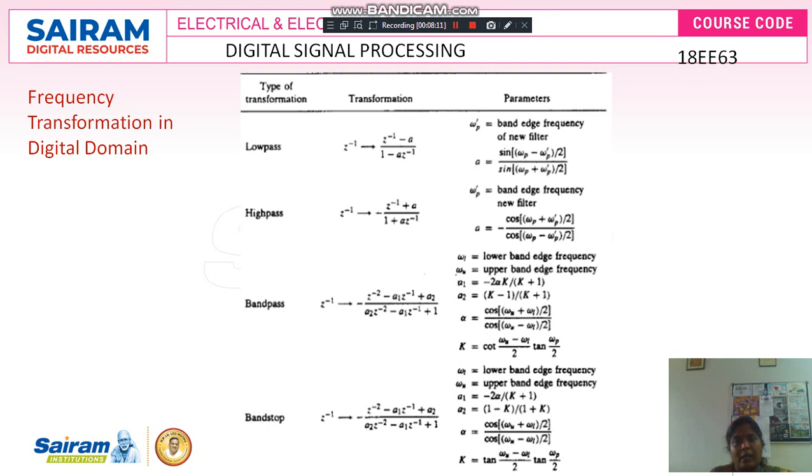In the coming classes, we will discuss problems using frequency transformation, and we will also discuss the all pole design filters. How we design the analog transfer function, and how, using the transformation technique, we convert it into a digital filter, everything we will discuss while doing the problems.